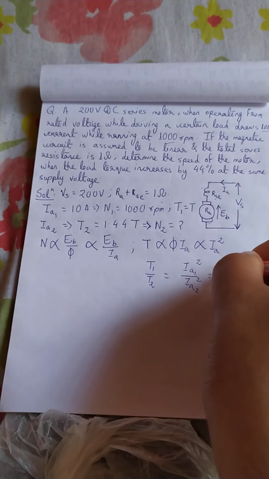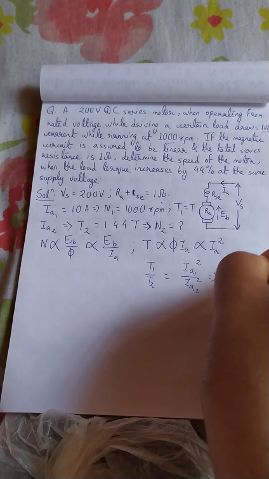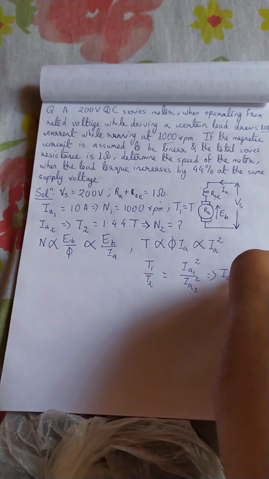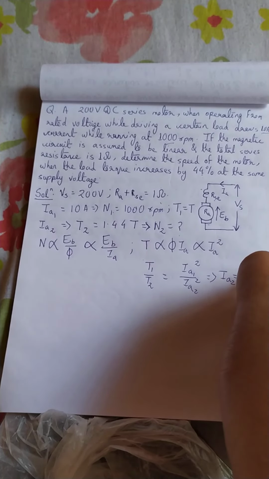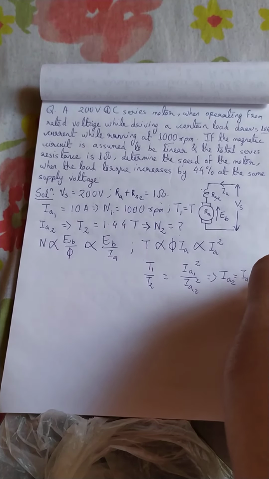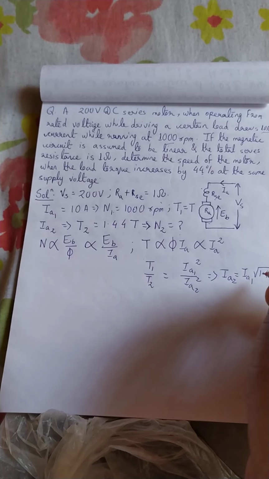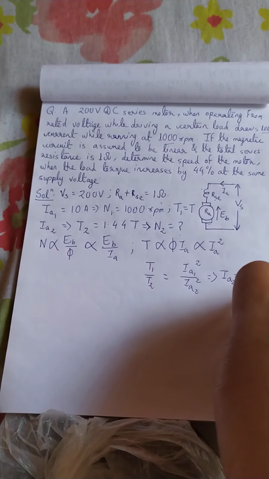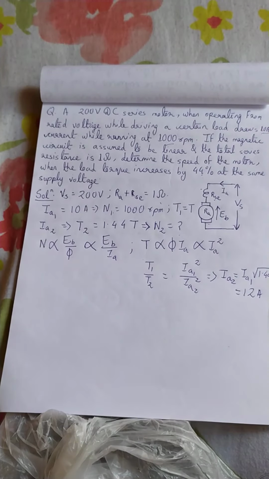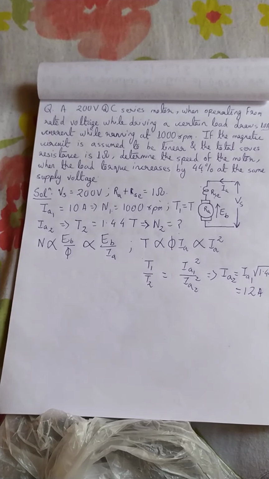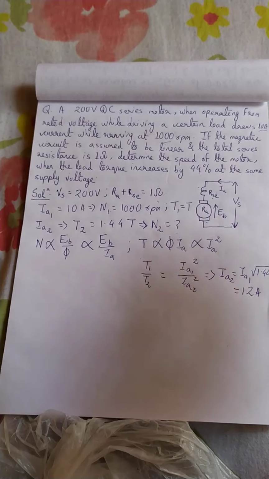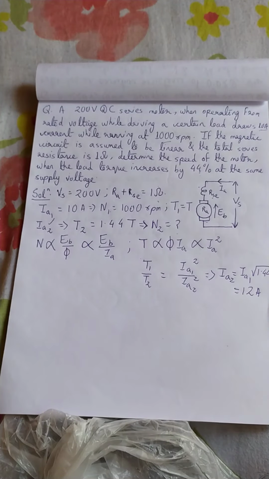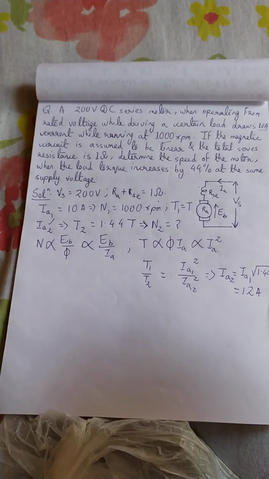So from that, IA2 would be equal to IA1 into root over 1.44. The square root of 1.44 is 1.2. So that would come to be 12 ampere. This should be the value of IA2. So we have found IA2 now, so IA2 is known to us. What we have to find now is the speed.